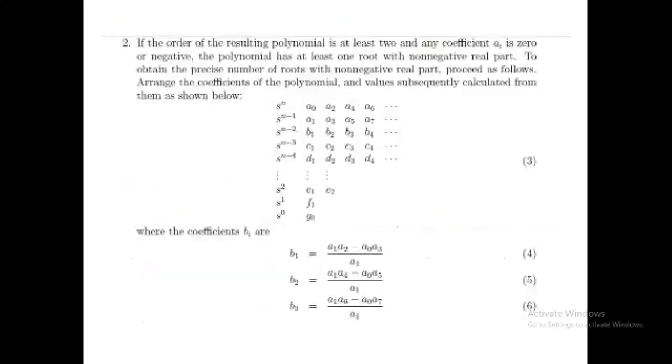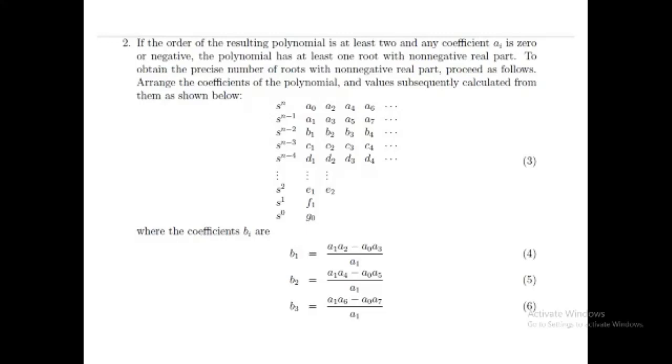Secondly, if the order of the resulting polynomial is at least 2 and any coefficient ai is 0 or negative, the polynomial has at least one root with non-negative real part. To obtain the precise number of roots with non-negative real part, proceed as follows. Arrange the coefficients of the polynomial and values subsequently calculated from them as shown below.